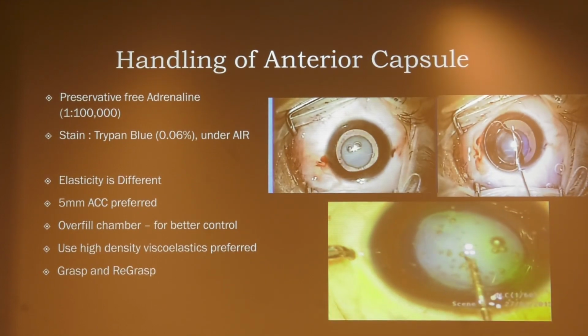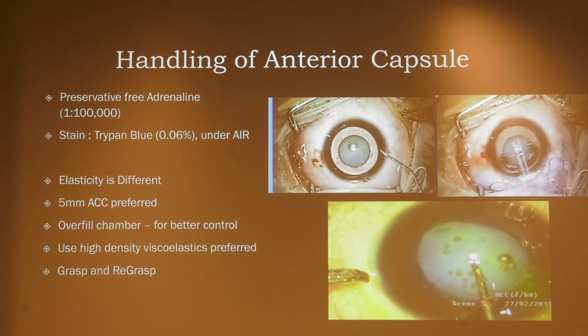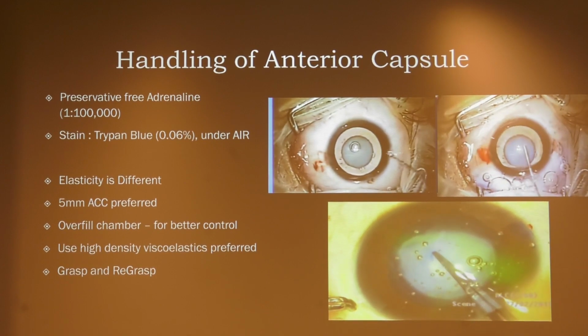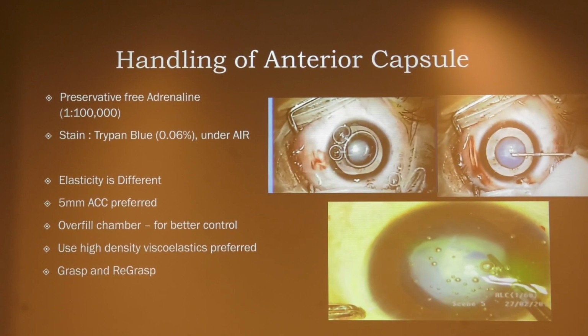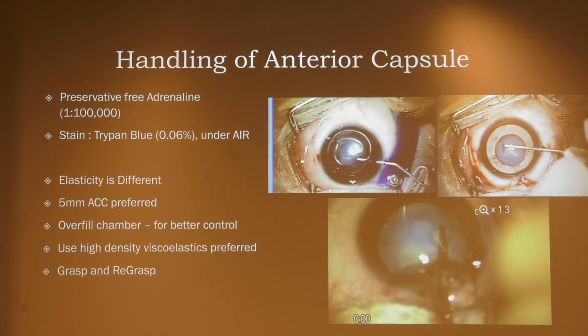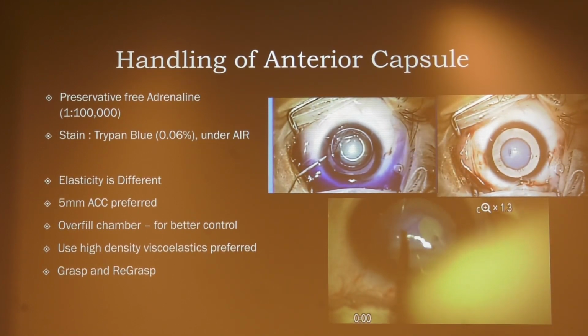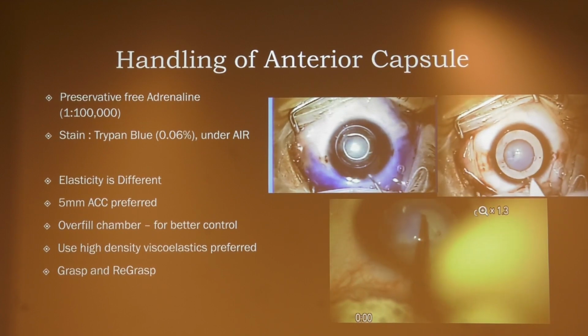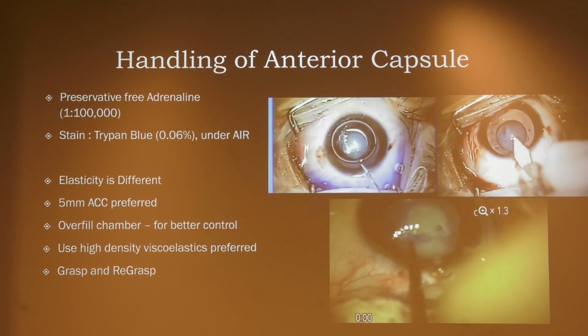So handling of the anterior capsule, when you're talking about the anterior capsule, the dilatation is quite good with 1 lakh adrenaline. Stain with trypan blue. Elasticity is different. Always inflate the anterior chamber very well. Overfill it for better control.